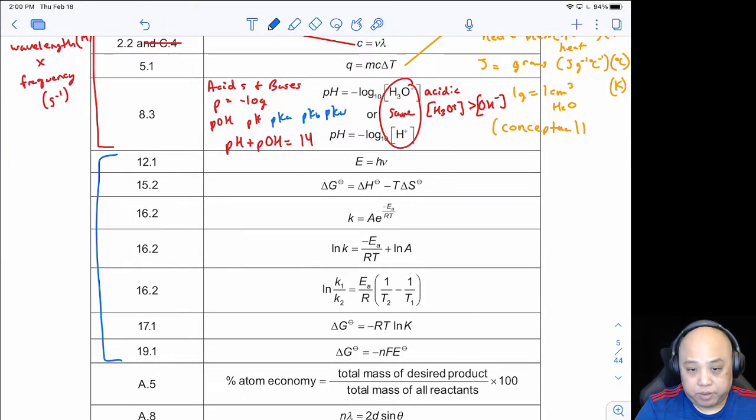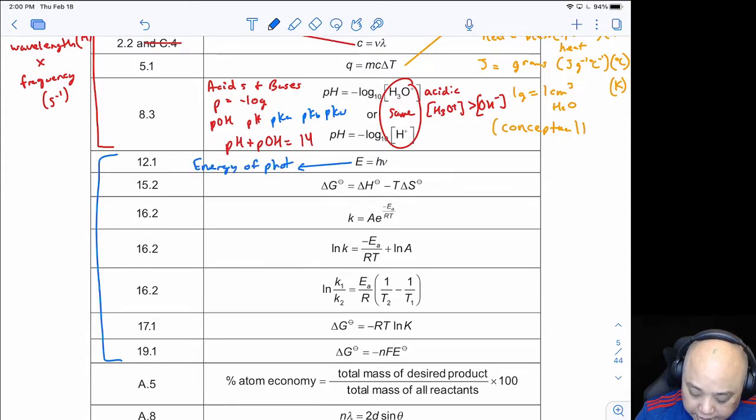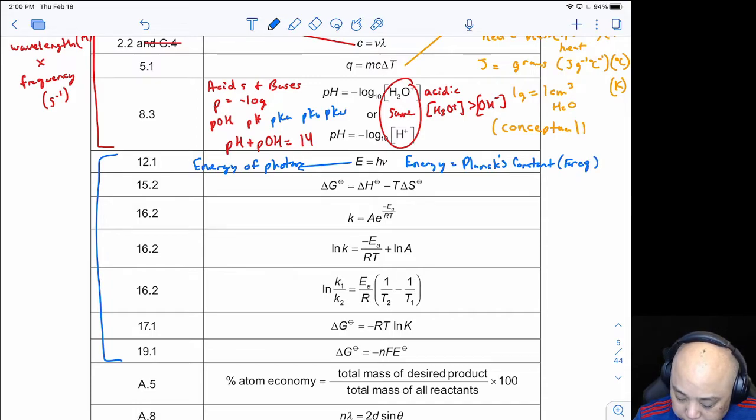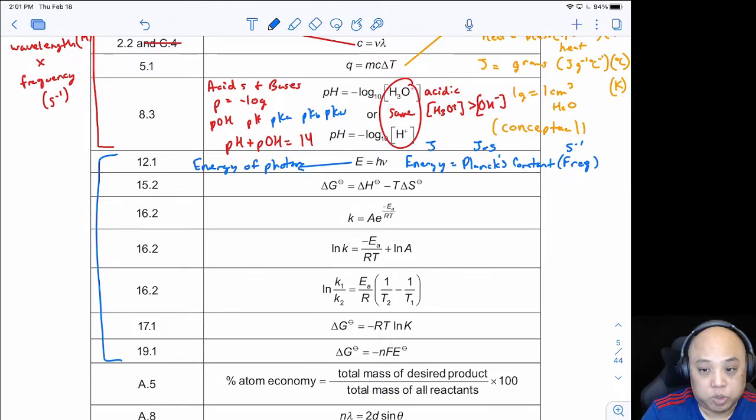Now, going into the higher level equations, the first one here is the energy of a photon. And this is related to the 2.2 equation that SL used, but now we're using energy is equal to Planck's constant times frequency. Okay. And so you're given Planck's constant in the next table, so you don't need to memorize that. And Planck's constant is joules times seconds. And frequency is seconds to the negative 1, so therefore your energy should be in joules here.